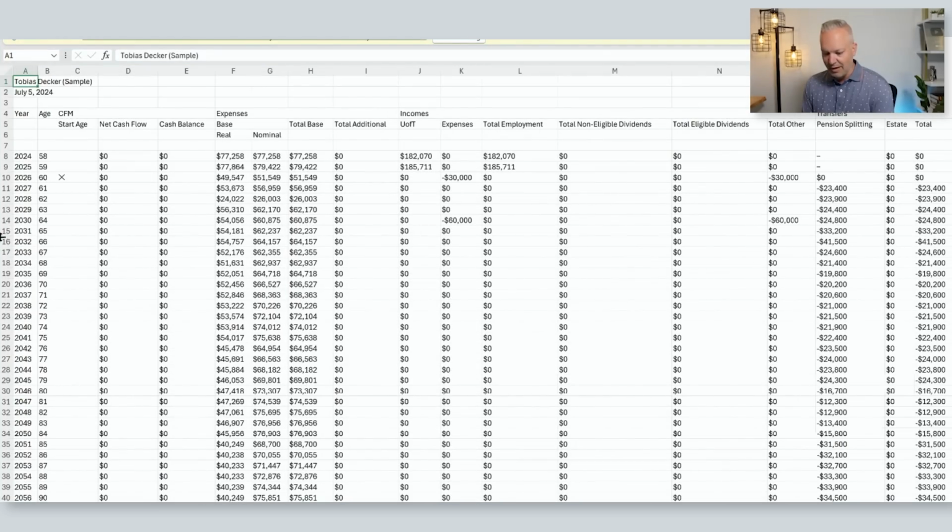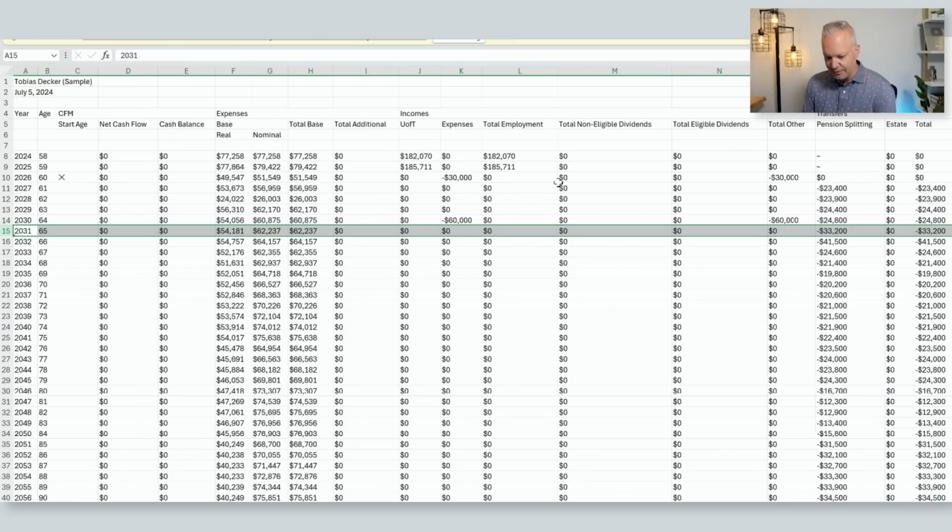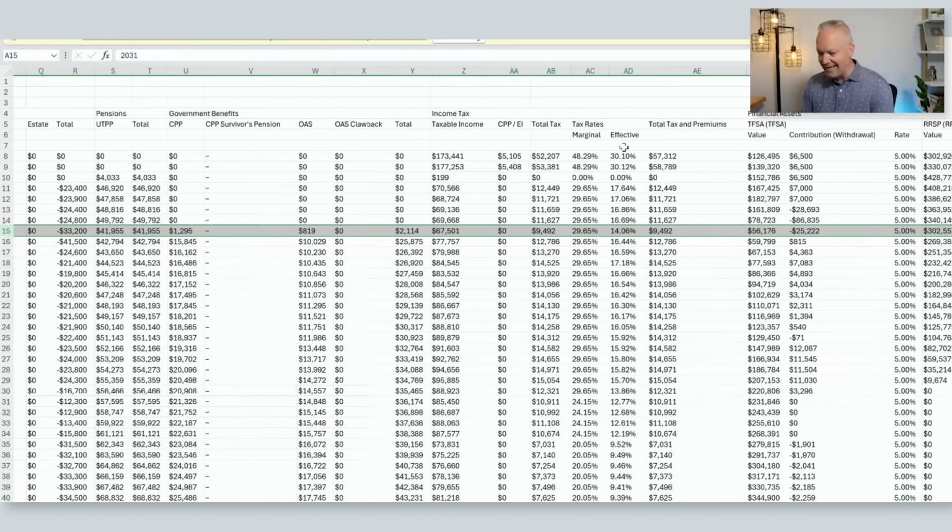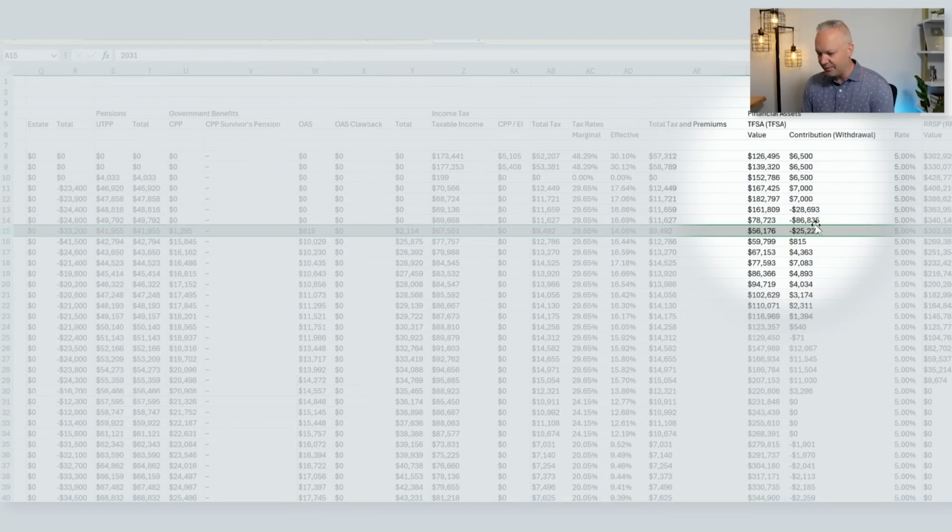So again, Tobias, we can grab age 65, and essentially if you scroll over, you could grab any asset, any income. So TFSA, look, negative 25. Okay, I have to take out 25,000. The value at the end of the year should be 56,176. All the details are on there.